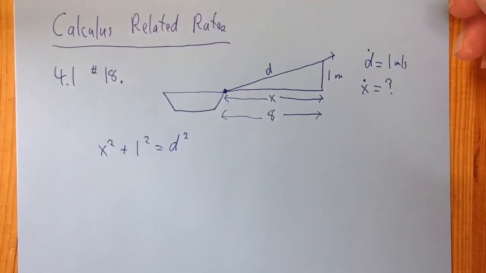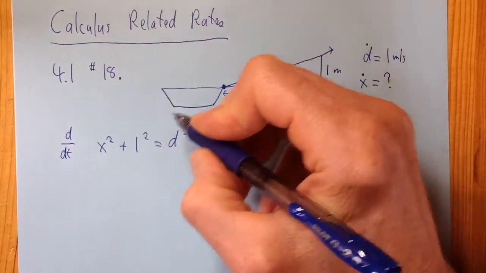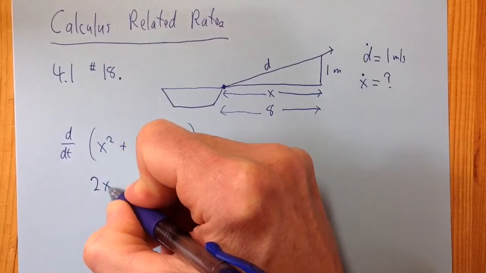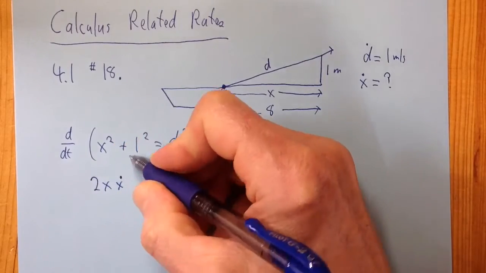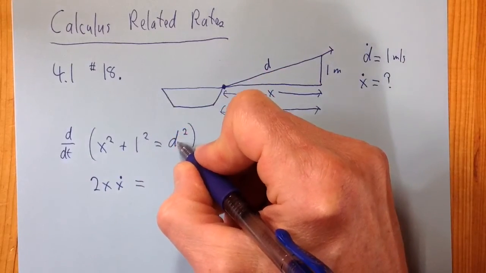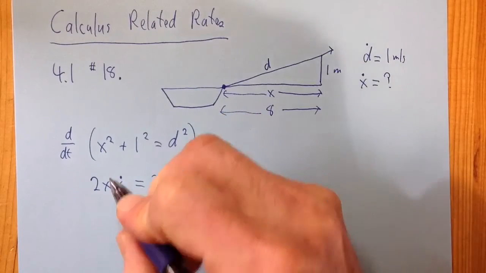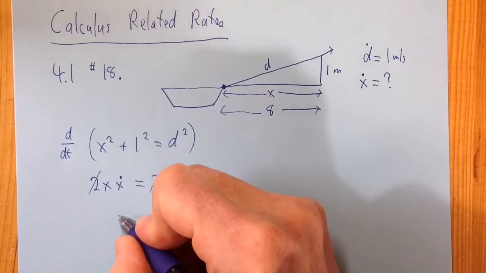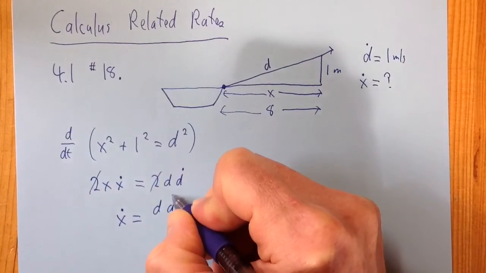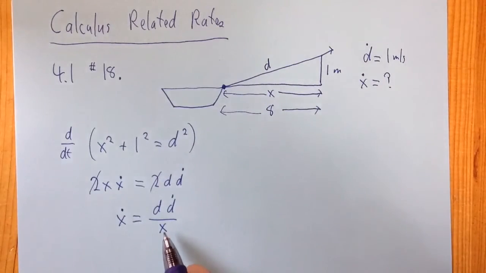Okay, that's pretty easy. Now we take the derivative with respect to time of the whole equation. Derivative of x squared is 2x times the derivative of what's inside, so it's x dot. Derivative of 1 is 0. That's nice. And that's equal to the derivative of d squared, which is 2d times d dot. The 2's cancel. We want to know what x dot is, so x dot is just d times d dot divided by x. Okay, we're almost done.